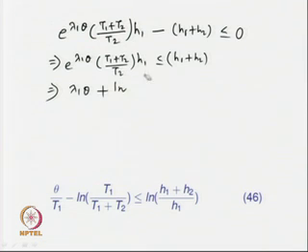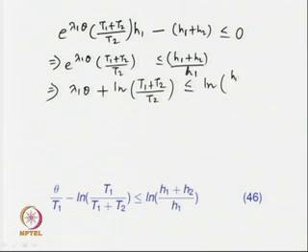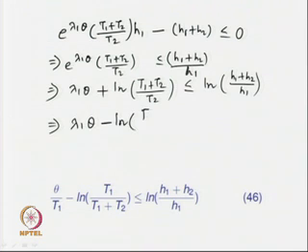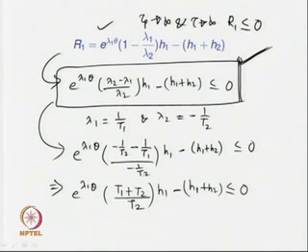Why not take this H 1 to the other side for further simplification, because all H will be on one side. Then this will give us lambda 1 theta plus ln of (T 1 plus T 2) upon T 2 is less than or equal to ln of (H 1 plus H 2) by H 1. Okay. Further, this can be written in the form of lambda 1 theta minus ln of T 2, where I missed somewhere something. This is lambda 2 is minus T 2. Okay. It is all right.